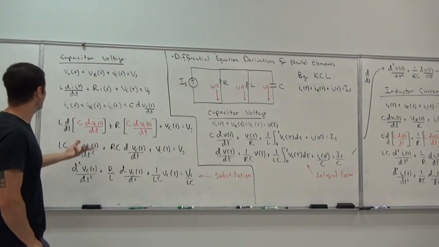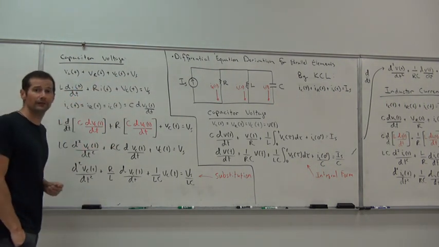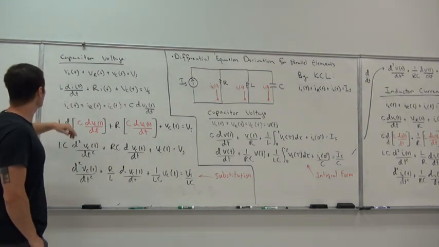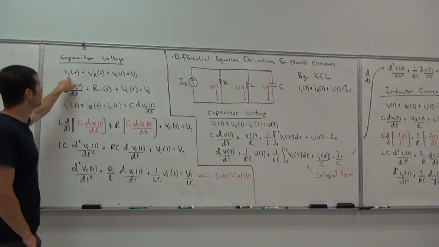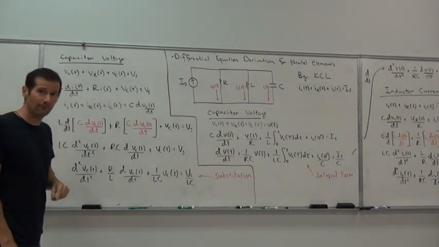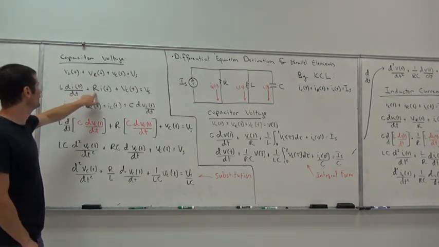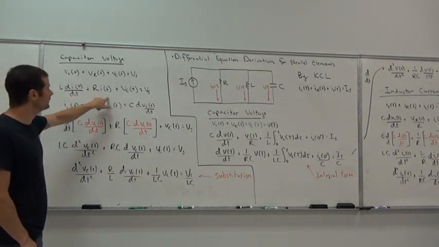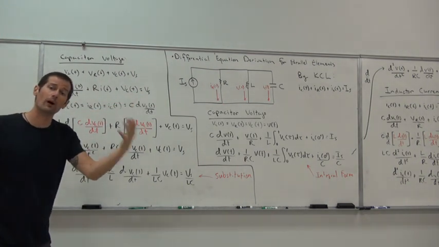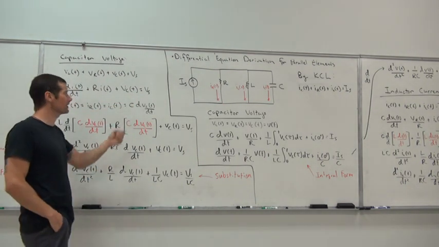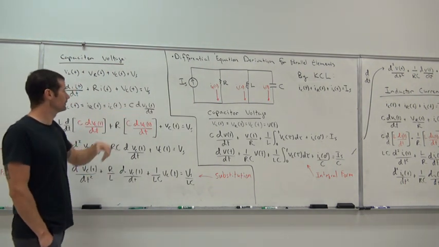So in this case, VL of t plus VR of t plus VC of t is equal to Vs. Well, we can expand the first two variables, VL of t and VR of t, by their current-voltage characteristics. So we get L di_t/dt plus R times i_t. We leave alone VC of t because that's what we already want. We want the equation to be in terms of this variable VC of t, so we leave that alone. And that's equal to Vs.